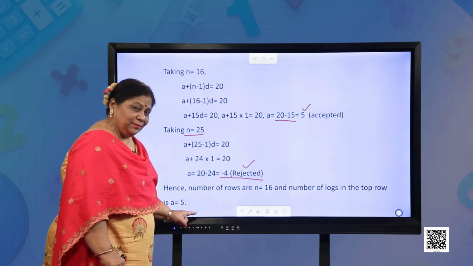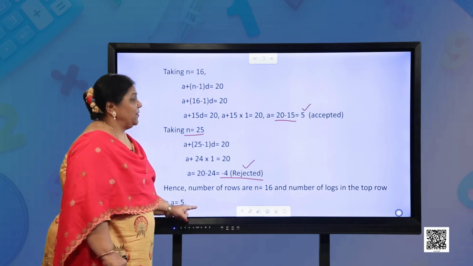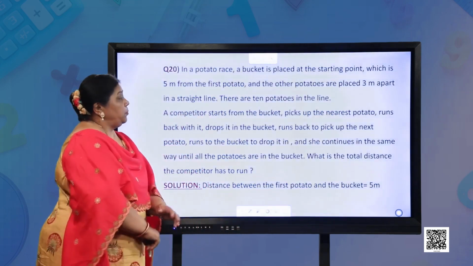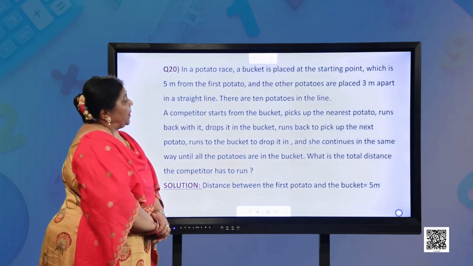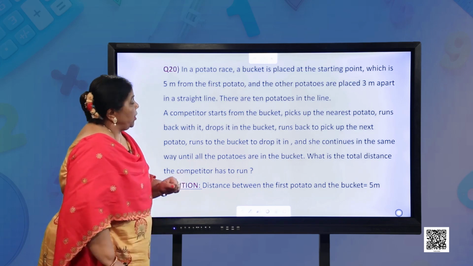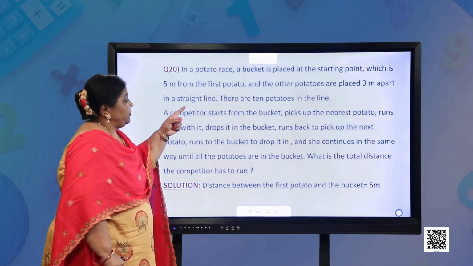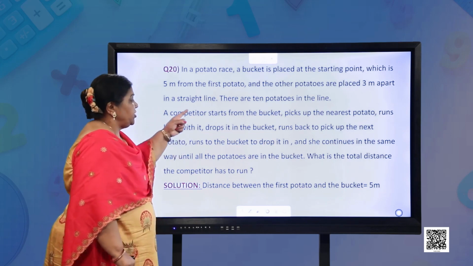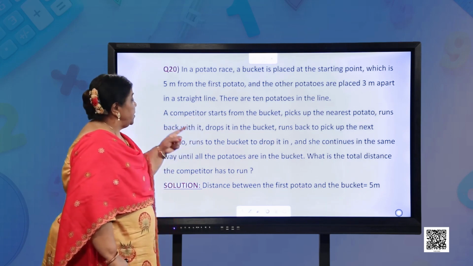I hope it is clear. This question is very important. Okay, let us do the next one now. We have a potato race. The bucket is placed at the starting point, which is 5 meters from the first potato, and the other potatoes are placed 3 meters apart in a straight line. There are 10 potatoes in the line.